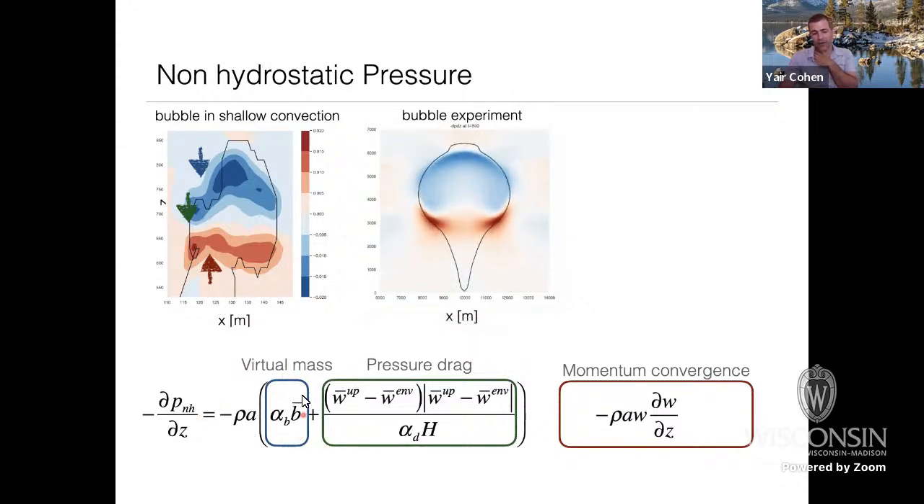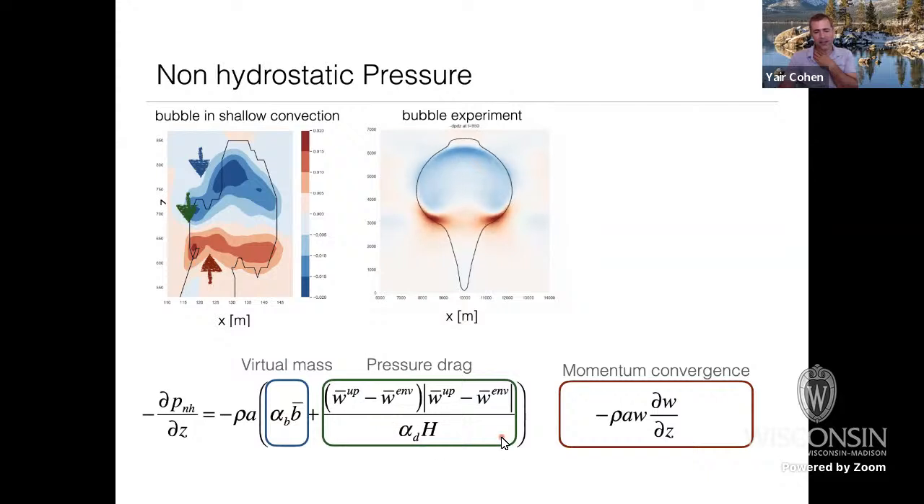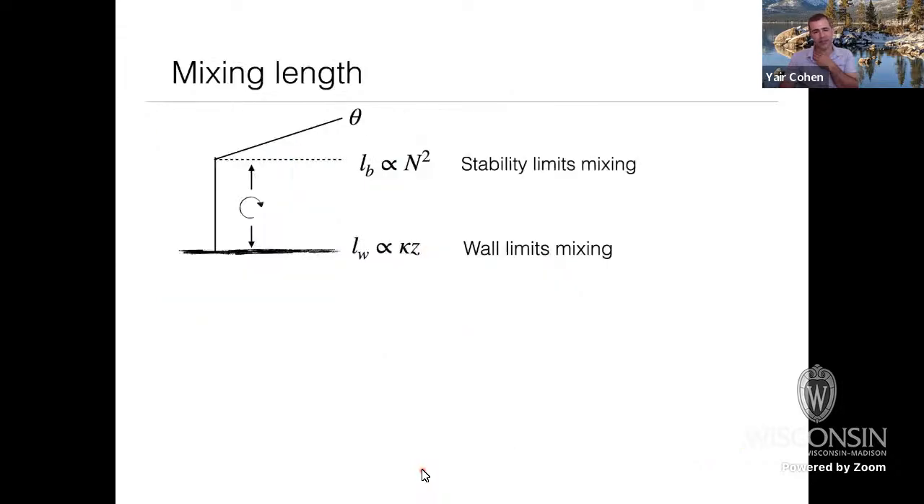One and 2 of them are very known. There's a virtual mass effect and a pressure drag. The third one is more new. It's a momentum convergence, and it's the only one that could be positive. You can explain these red parts here at the bottom. And this is our pressure closure. And as you can see, these alphas are actually tunable parameters that could be adjusted accordingly by calibration from data.